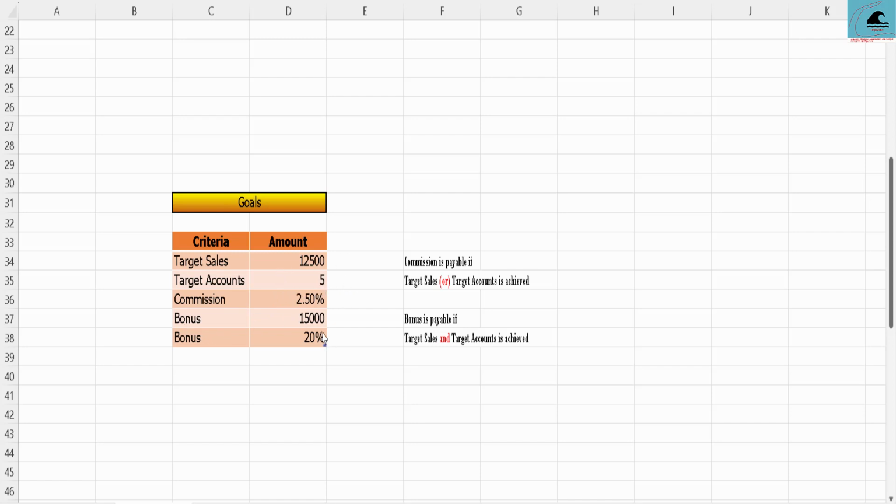So for bonus it is 15,000. And for commission 12,500 is enough. If your sales reach 12,500, you will be paid commission on the entire sales you made. And similarly, if you reach the 15,000, you will be paid a bonus on the entire sales you made. Similarly, if you reach the target accounts of 5, you will be paid a commission. But for bonus, you need to achieve both this 15,000 limit and this 5 target accounts, so that you will be paid a bonus. Right?